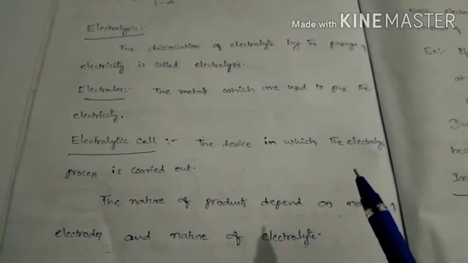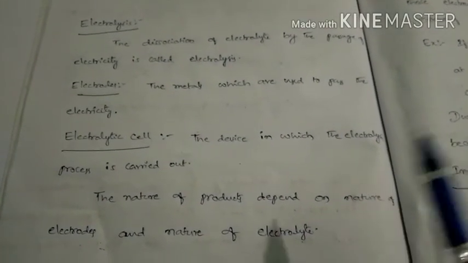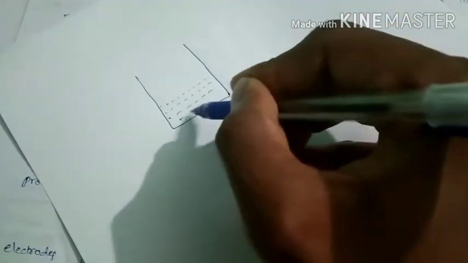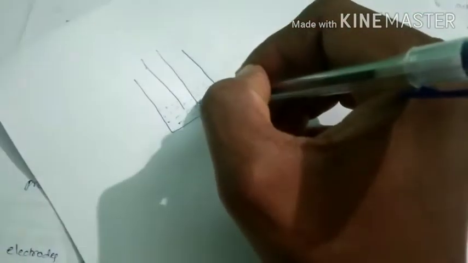Here I want to discuss some points regarding electrolysis. That is, see, this is the electrolytic cell. This is the electrolyte. These are the electrodes. These electrodes are connected to a battery. This whole process is called electrolysis.